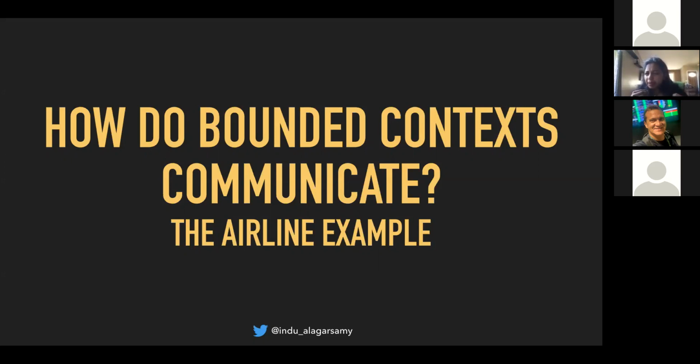But the thing is, now that we have multiple contexts, in order for a system to be cohesive, there needs to be some communication. We might need some data from one context in order to make a decision. So how do we go about this communication? We want to do it in a way that is loosely coupled, scalable, and so on. So that's where, for me, event-driven architecture comes in.